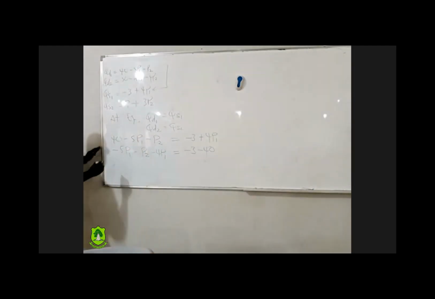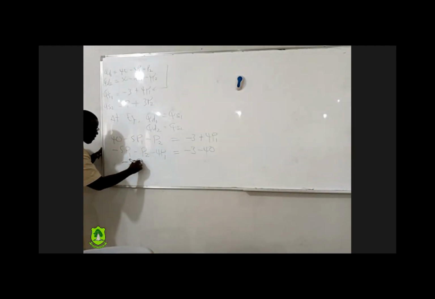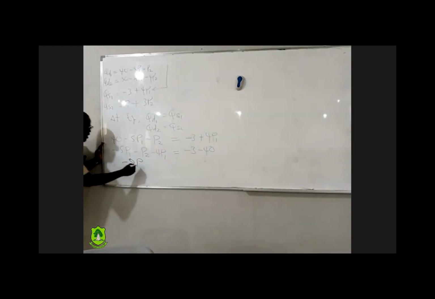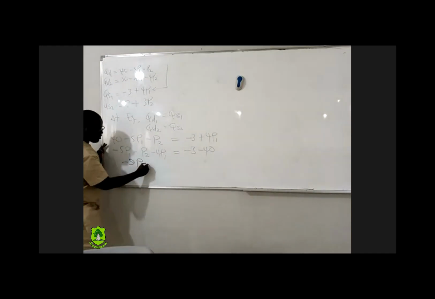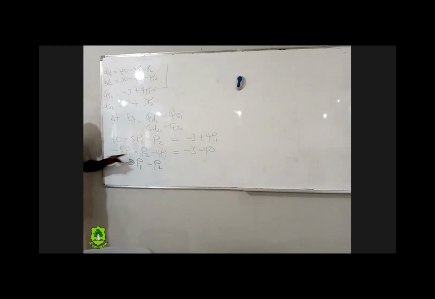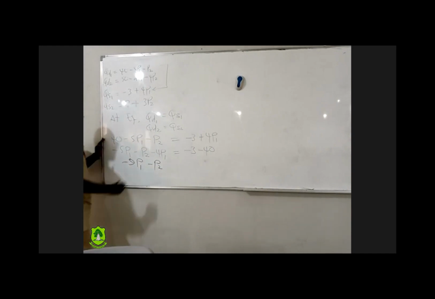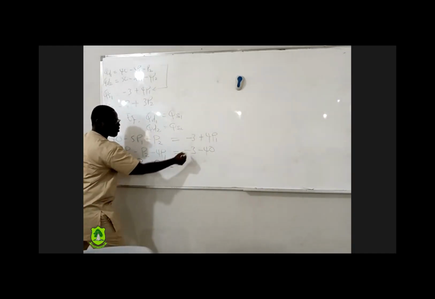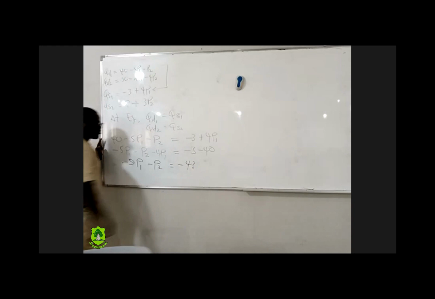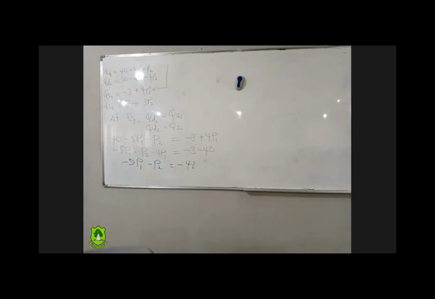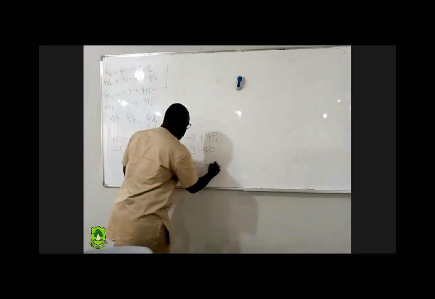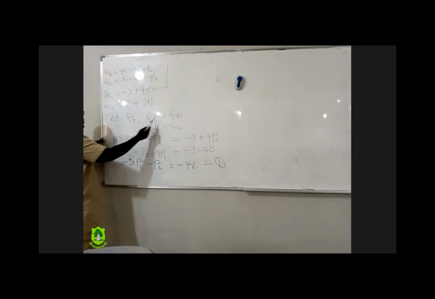We have minus 9P1. Good. Minus P2, which is equal to minus 43. Is that not it? Okay. So from here, we can move again. So let's say equation 1. This is for the first commodity.